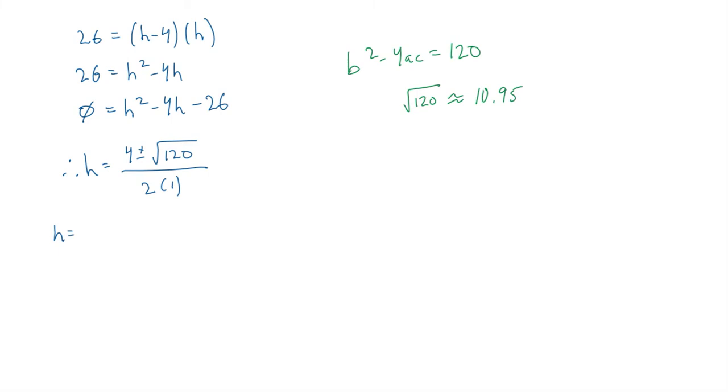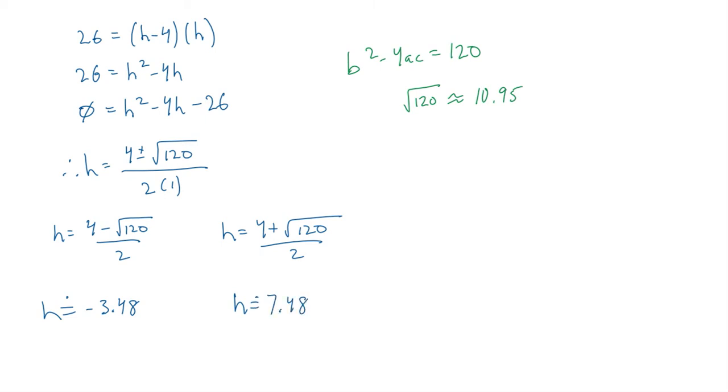So h is 4 minus root 120 over 2, and h is 4 plus root 120 over 2. So h is approximately negative 3.48. I'm just using my calculator for this. And 7.48. Okay. But when I look at these two answers, this is not like the last one. These are not the base and the height this time, because this one's negative. And you can't have a negative height. So this is inadmissible.